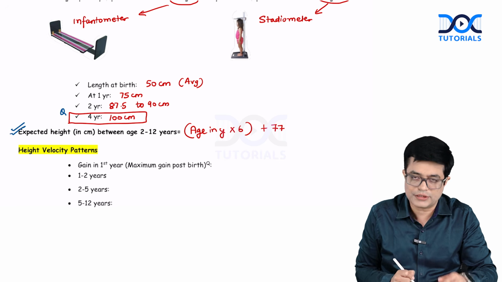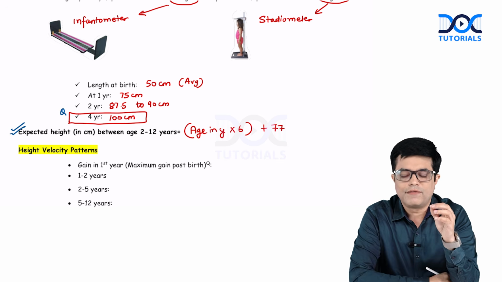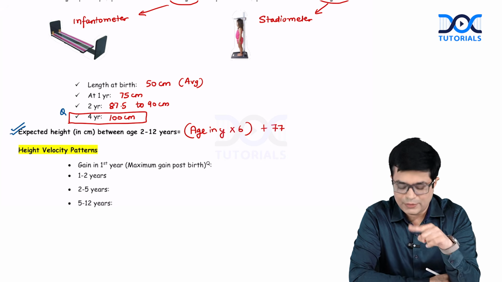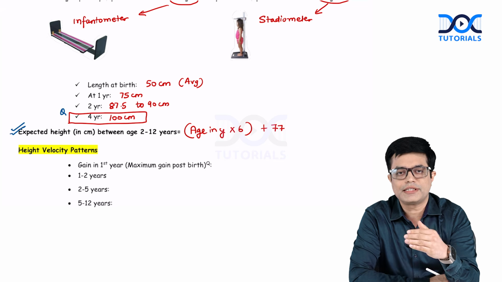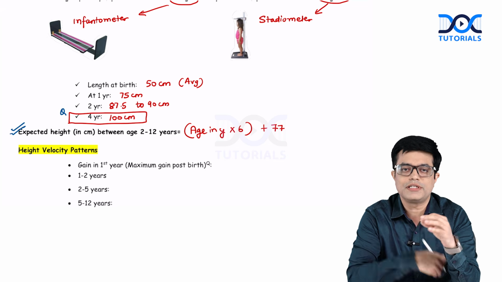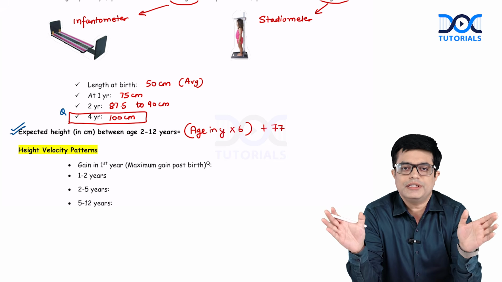You can get a numerical on this. Suppose they ask you a question. A 5-year-old child comes to you, what should be the ideal height of the child? So 5 multiplied by 6, 30, plus 77, 107 centimeters. Whatever is the closest option to that, that will be the answer.